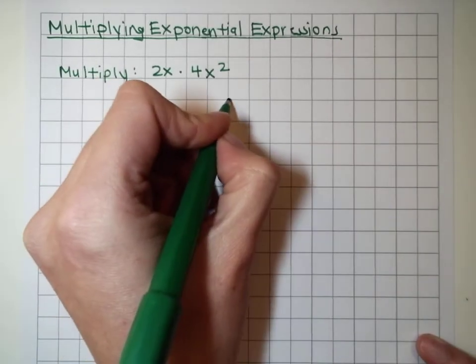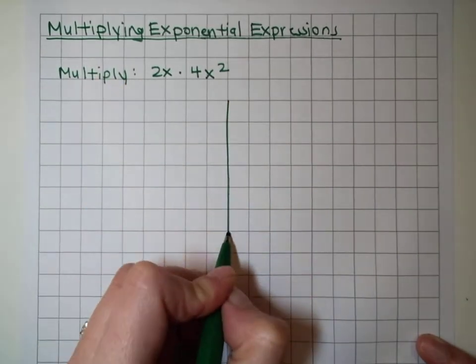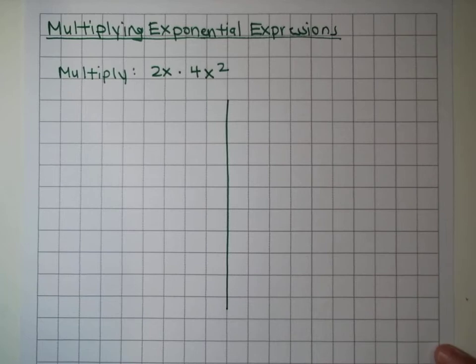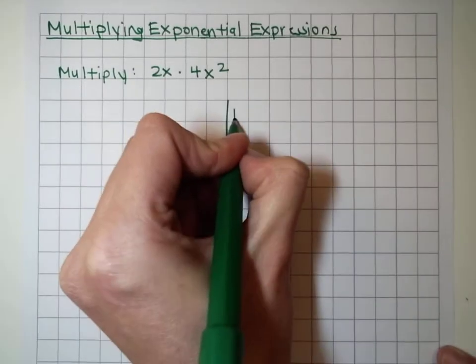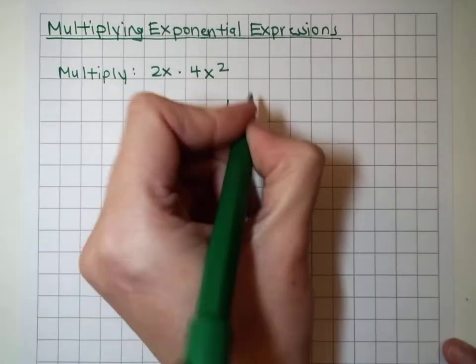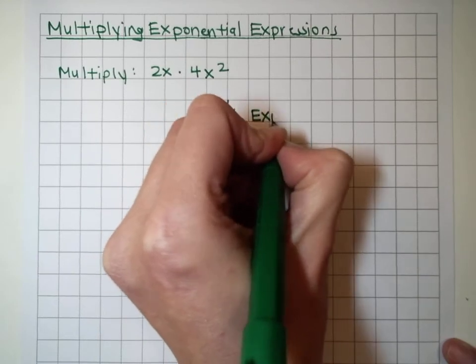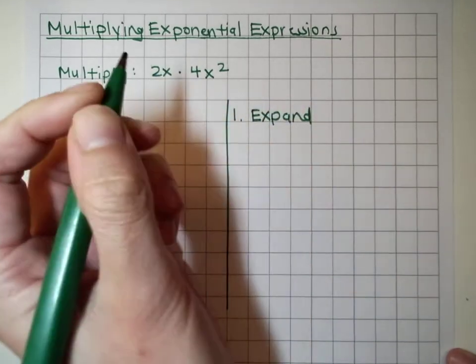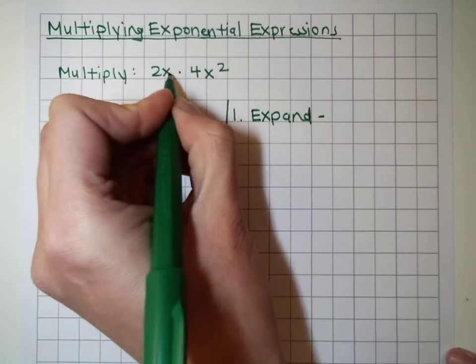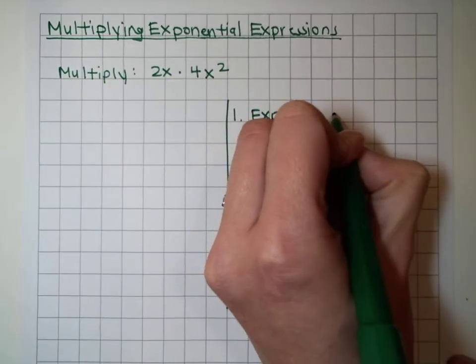So let's go ahead and draw a line down the middle so we can list our steps and show the work. So the first step you want to do is expand. And expand means you just want to list all the factors. So what multiplies to give you each of these? That's what we're going to list.